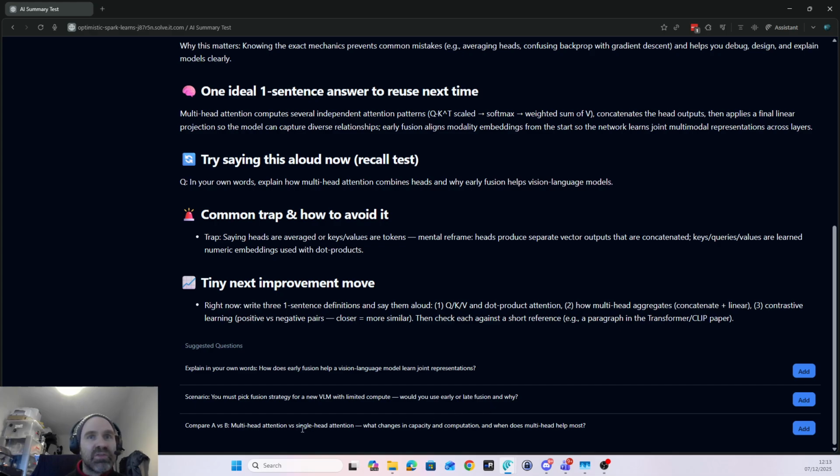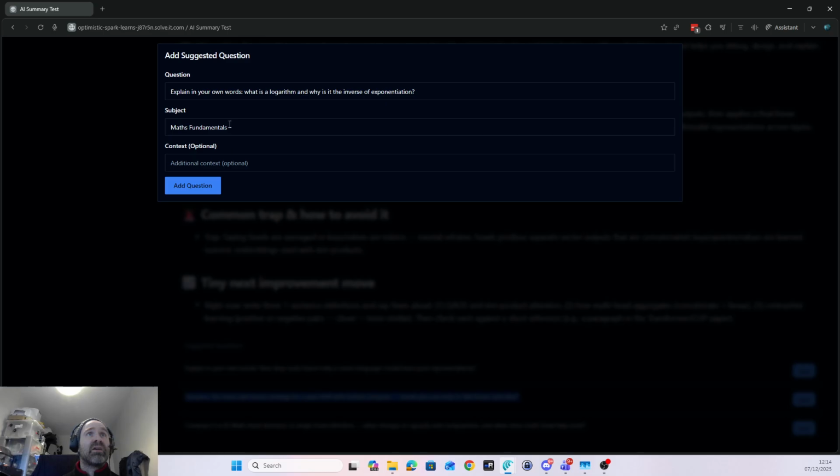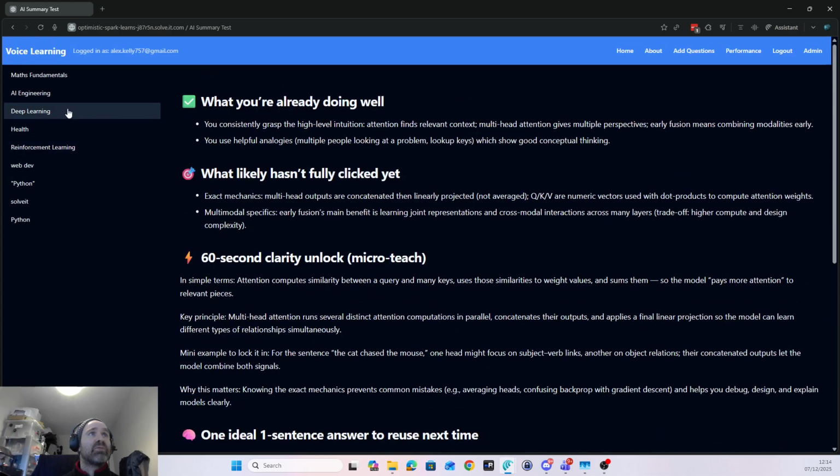Ooh, good scenarios. I really quite like these ones where they give you scenarios and you've got to think about it, because it really tests your knowledge. So I'm heading more towards adding more of those type of questions in there. Compare A versus B: multi-headed attention versus single-headed attention. What changes in capacity and computation, and when does multi-head help the most? So yeah, I could just add these as they are. I'll change the subject actually. I'll change it to deep learning, which I was on. But you can put that into any subject you want.